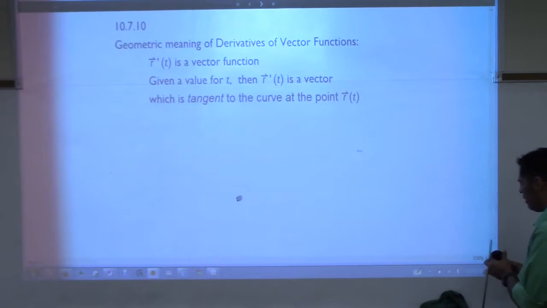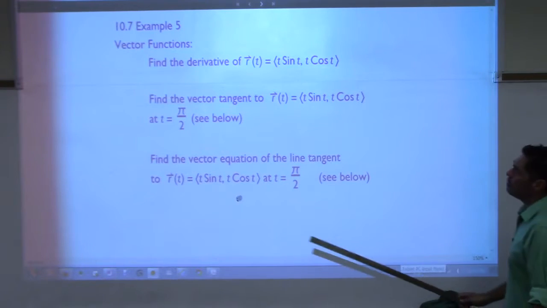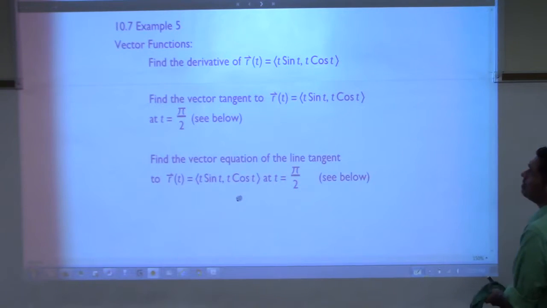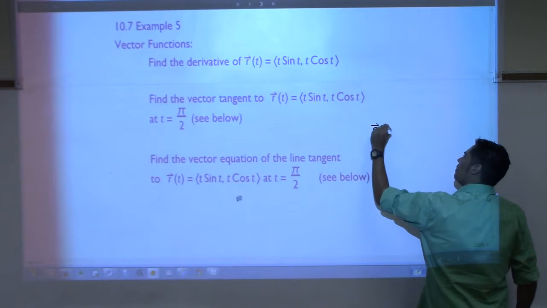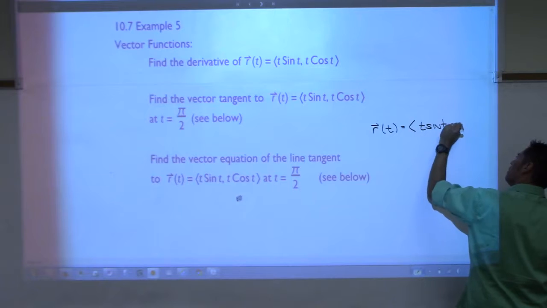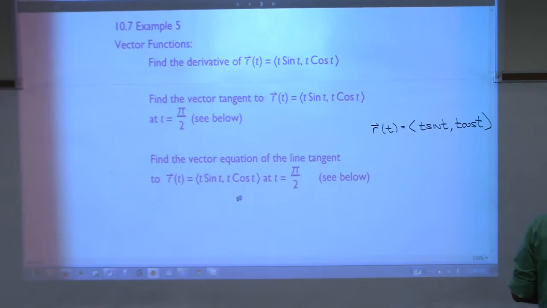So let's go ahead and do an example, and I'll have a picture to follow up here. Find the derivative of this vector function. It is the vector function t sine t, t cosine t. You're going to need the product rule. Everyone take a moment to do it. Go ahead, take 2 minutes to make sure you can get that derivative.